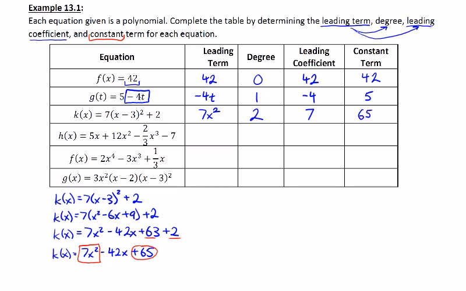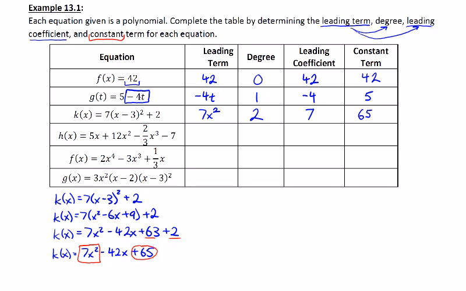So that's probably the biggest thing that you end up missing if you don't convert this into standard form, is the identification of that constant. H of x, next one. H of x is 5x plus 12x squared minus 2/3 of x cubed and minus 7.